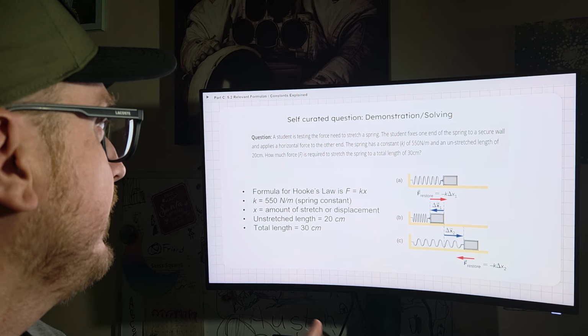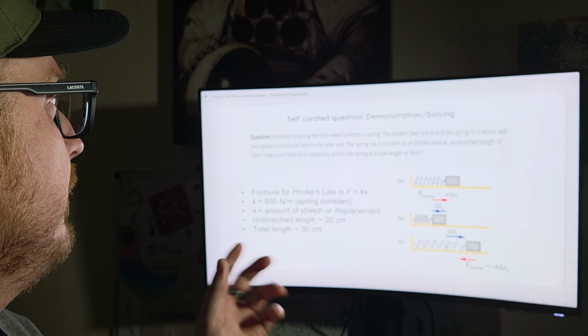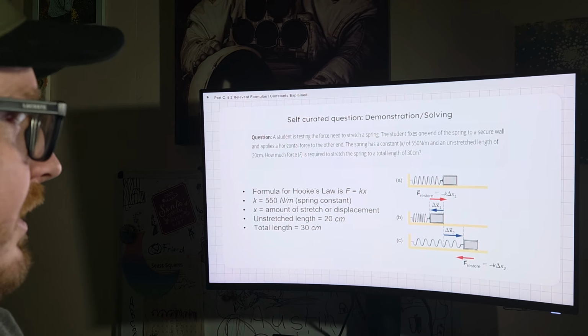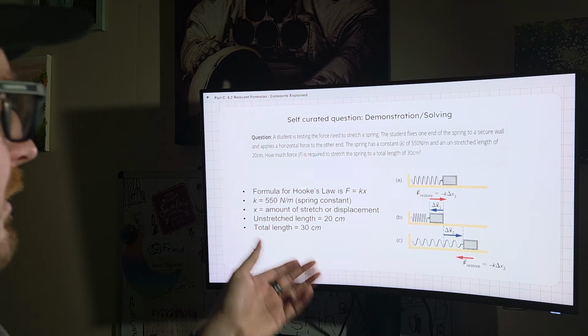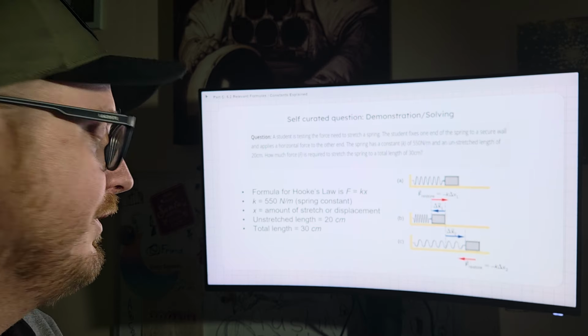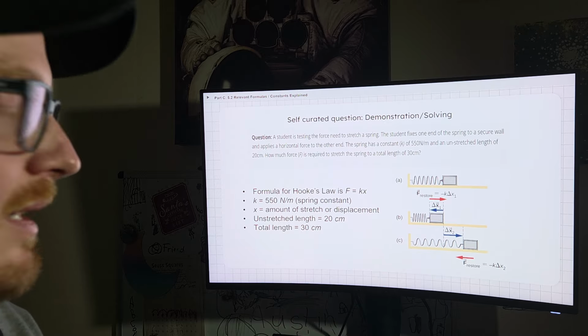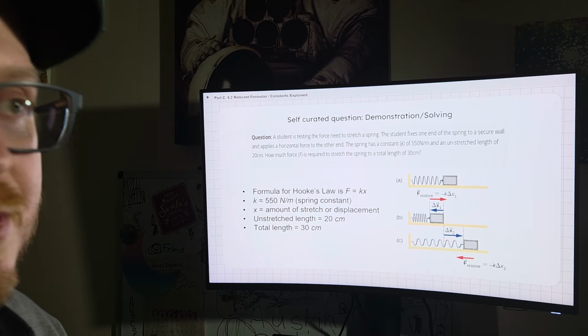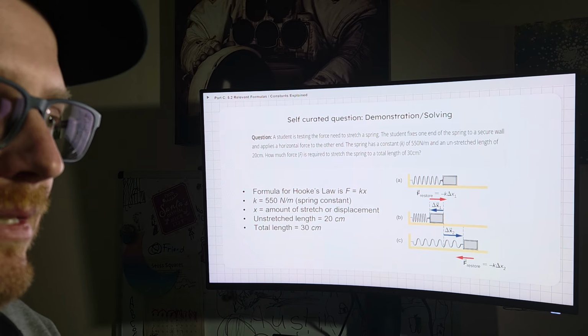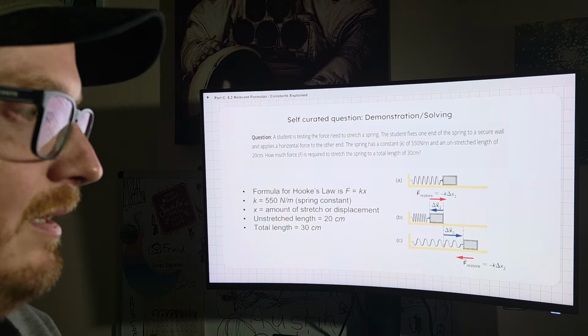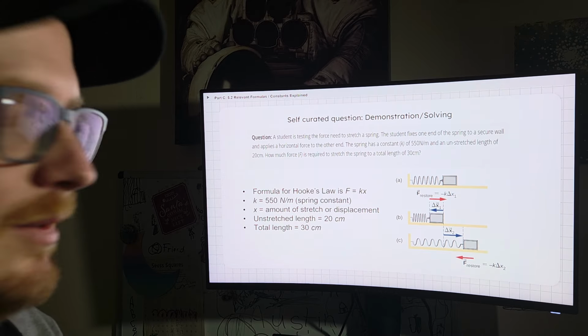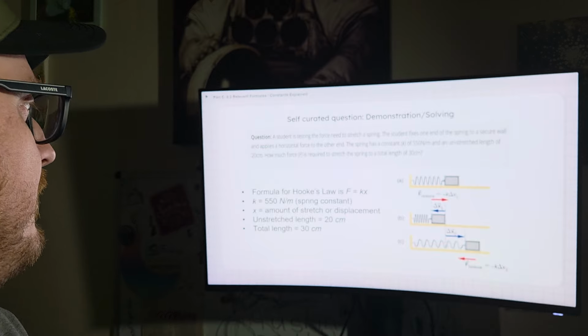Okay, so in this section we have the relevant formulas and the constants explained. Once again, like we talked about earlier, the formula for Hooke's law is force equals the constant, or the stiffness, times x, which is the displacement, the extension from the original length.